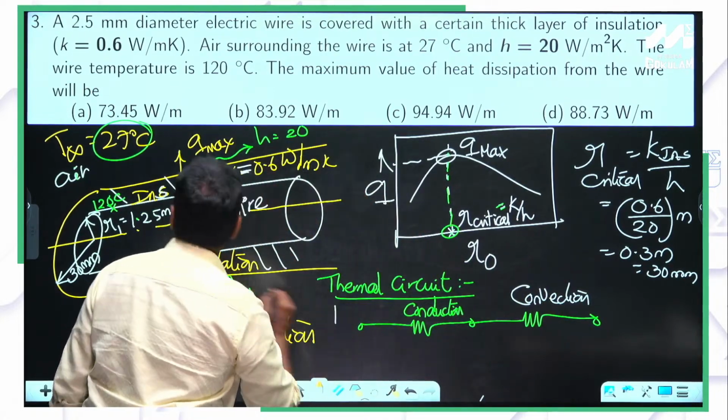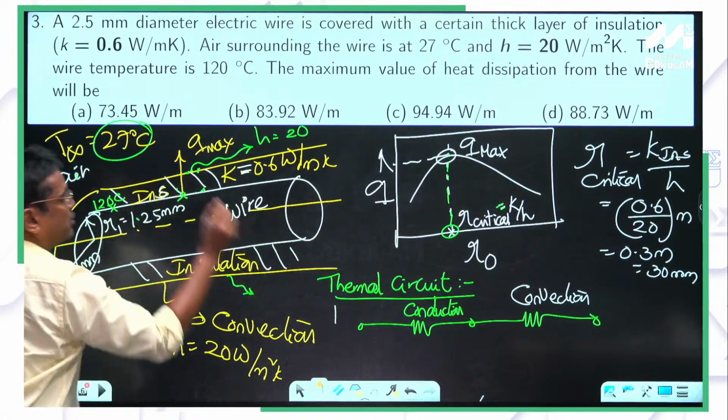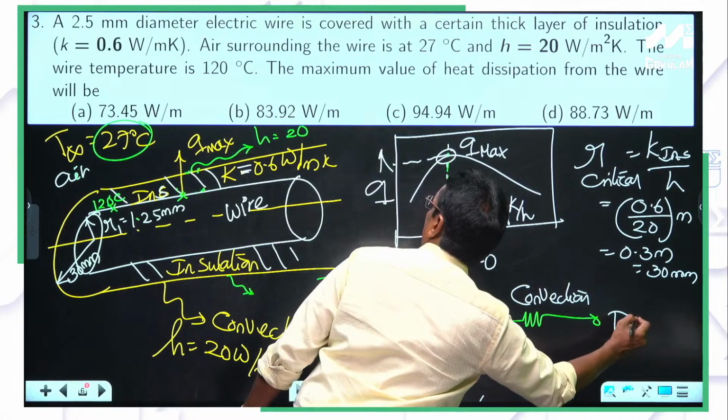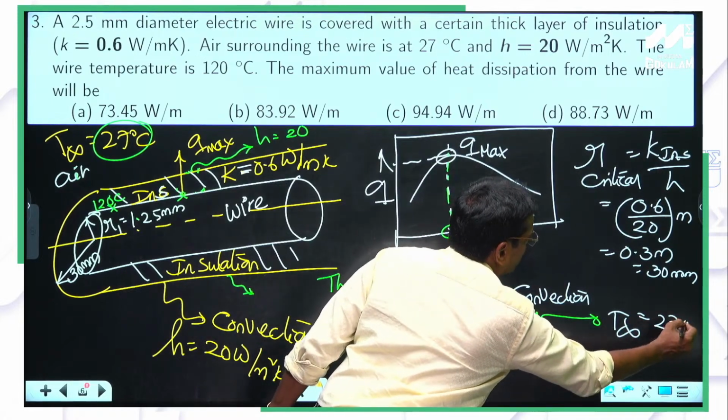So, what is the temperature here? Temperature of the wire has been given, 120. One terminal we know. What is the temperature of the air here? 27. That is room temperature.